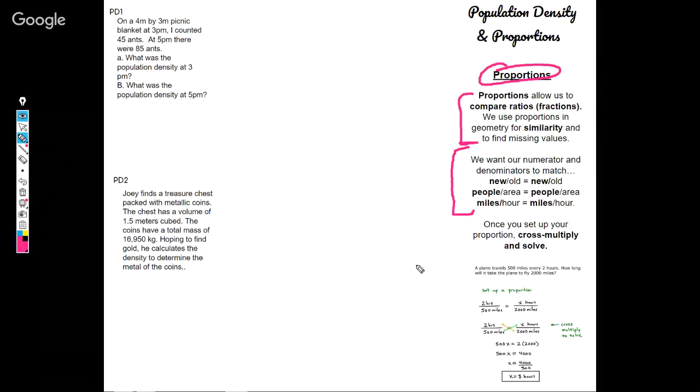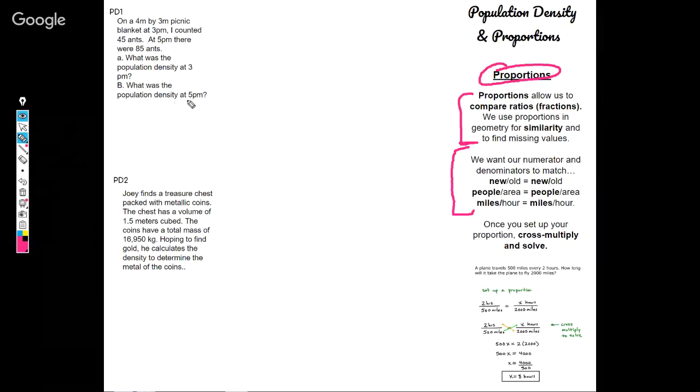Then you cross multiply. Some of your teachers say something called the butterfly method. The actual method is called cross multiplication, and the real thing is called the product of the means equals the product of the extremes. But basically, all you need to do is cross multiply. So let's look here.